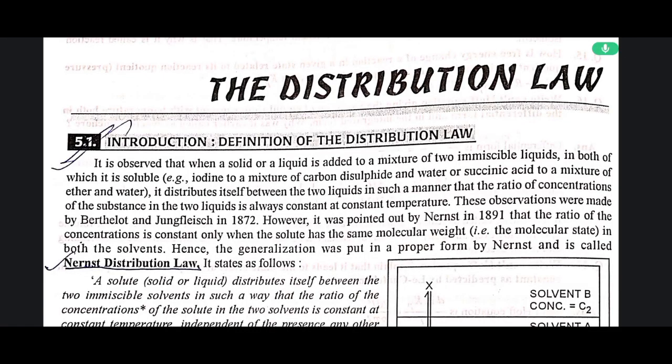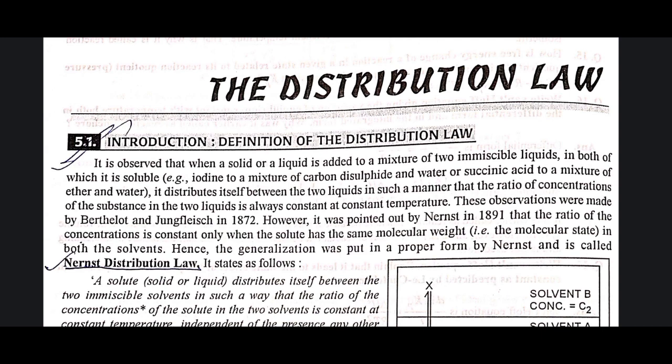The distribution law. Introduction. Definition of the distribution law. It is observed that when a solid or a liquid is added to a mixture of two immiscible liquids, in both of which it is soluble, for example iodine to a mixture of carbon disulfide and water, or succinic acid to a mixture of ether and water, it distributes itself between the two liquids in such a manner that the ratio of concentrations of the substance in the two liquids is always constant at constant temperature.